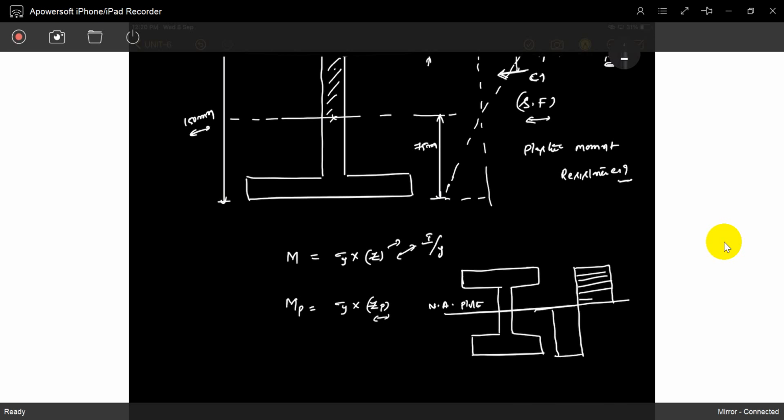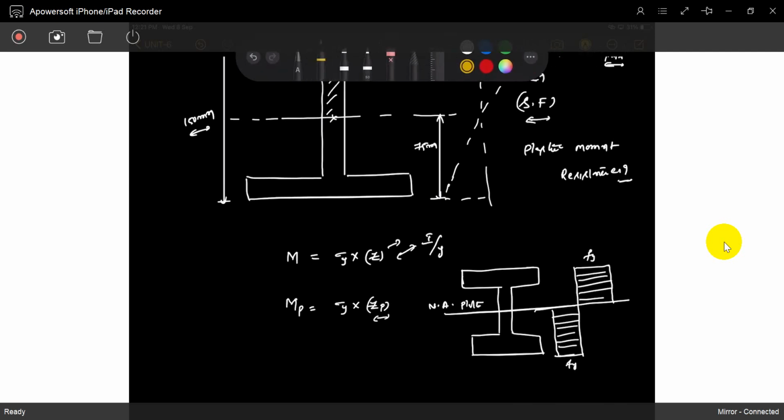Now every portion reaches the same stress, which is Fy. Same stress. Now you can easily find the compressive force and tensile force.